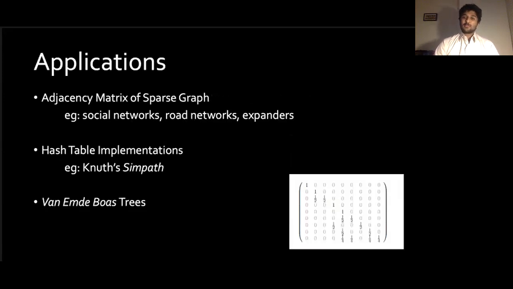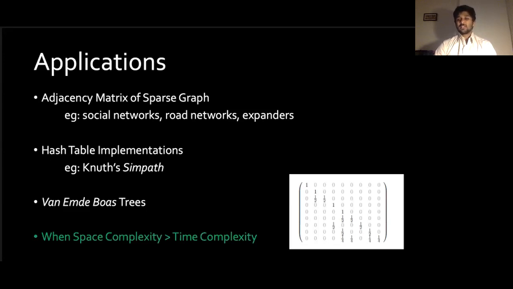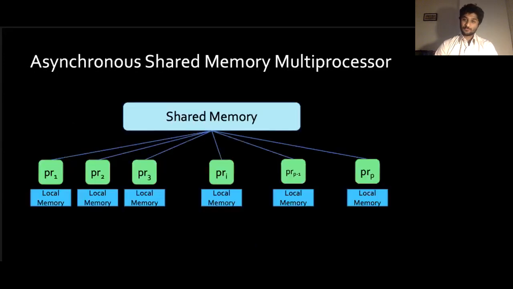Fast arrays have several applications, including constructing adjacency matrices for sparse graphs, including social networks, road networks, and expanders, certain hash tables, and in some complex data structures like van Emde Boas trees. In general, any algorithm that has a greater space complexity than time complexity, not counting initialization, can benefit from fast arrays.